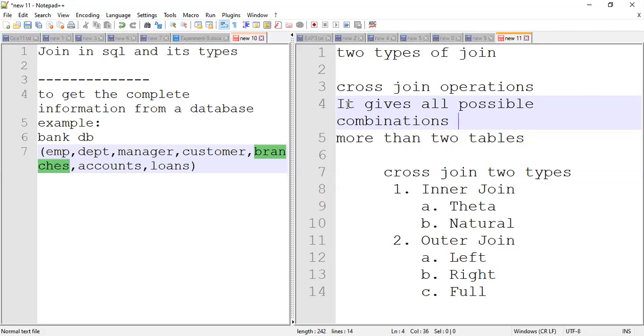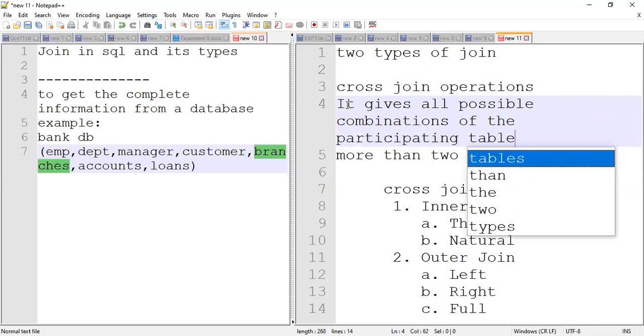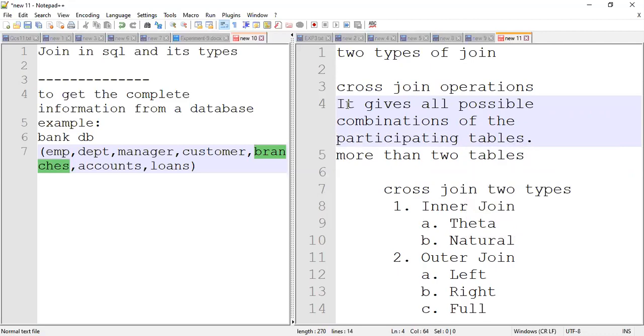The first for i equal to 1 to m, the second for j inside, j equal to 1 to n. So how many combinations? m cross n. Inside that for loop, again if you write k equal to 1 to p, then m into n into p. All possible combinations come. For each i there are many j's, for each j there are many k's. So it gives all possible combinations. This is the definition: the participating tables. Some information we will get. Though this information is not very useful, it is information we can see.